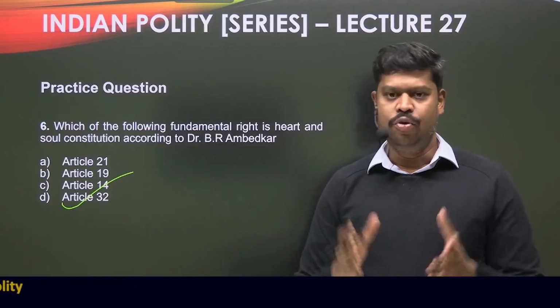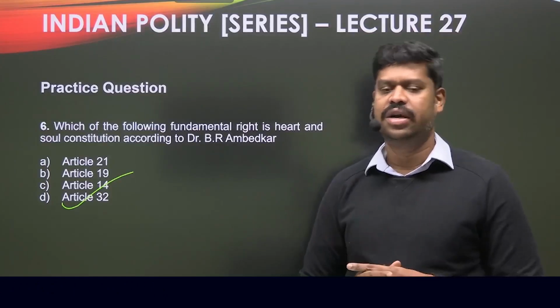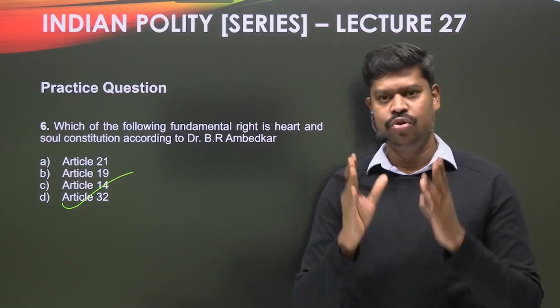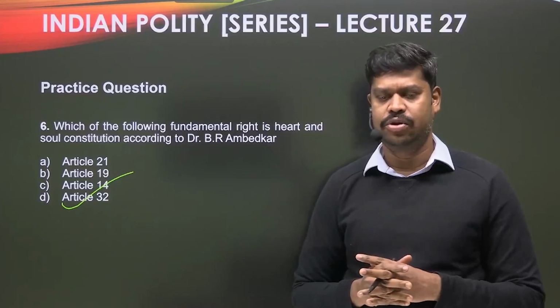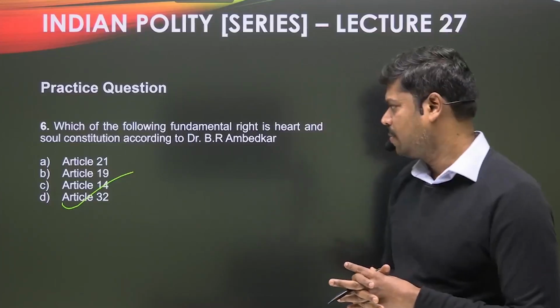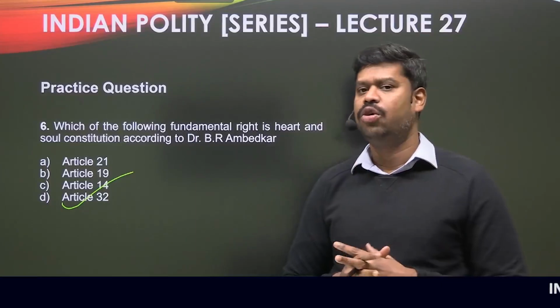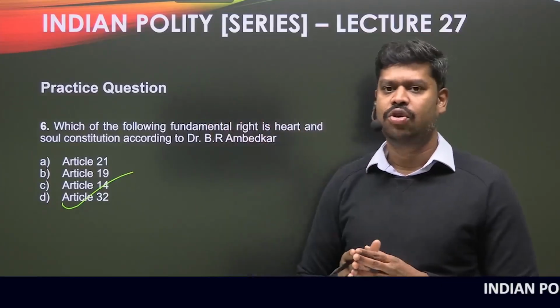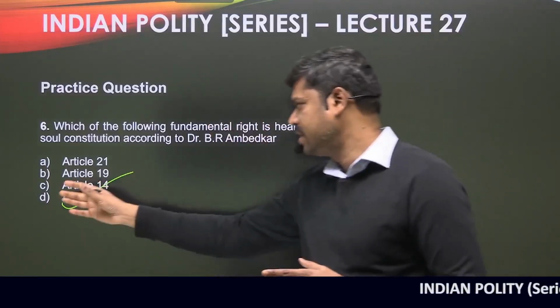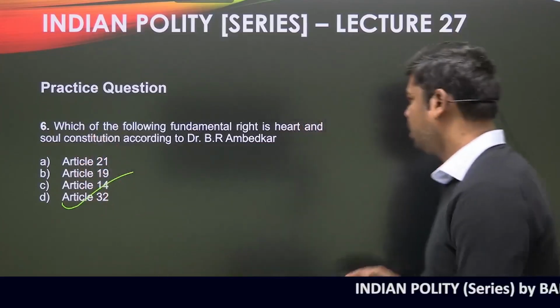In fact, the Supreme Court can issue 5 types of writs under Article 32 of the Constitution. If you know those writs, you can put them in the comment box. We'll see these writs elaborately when we proceed with the topic of fundamental rights. So the answer here is option D.